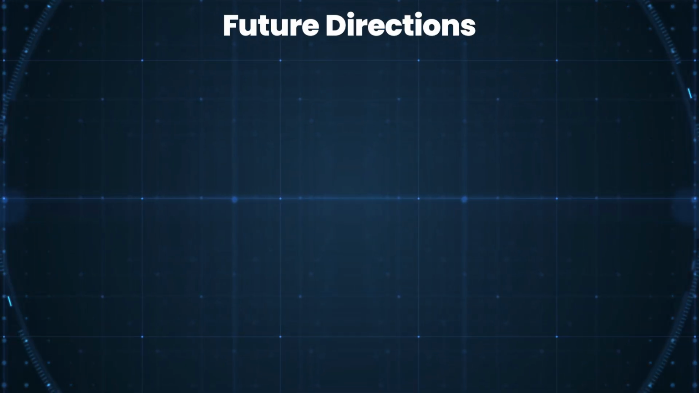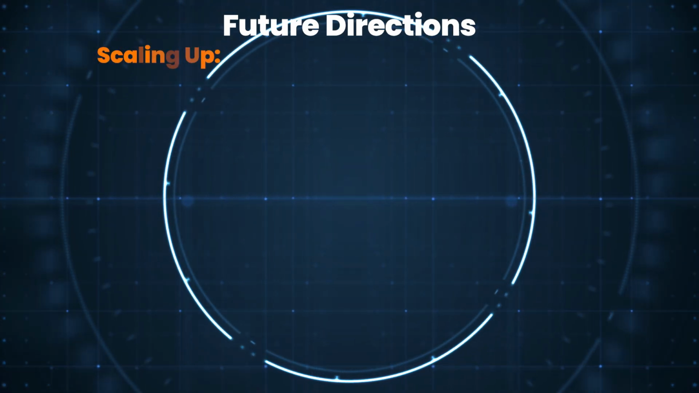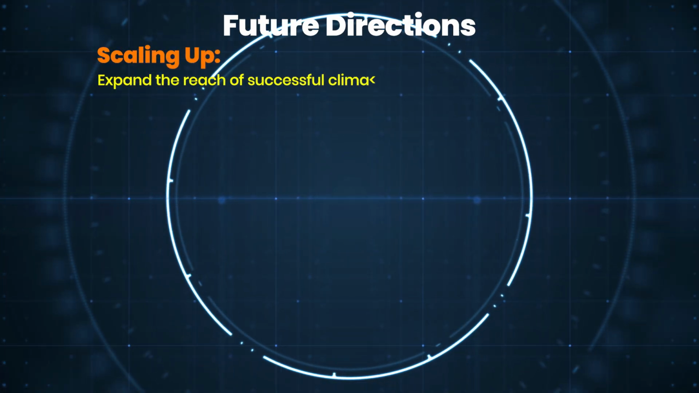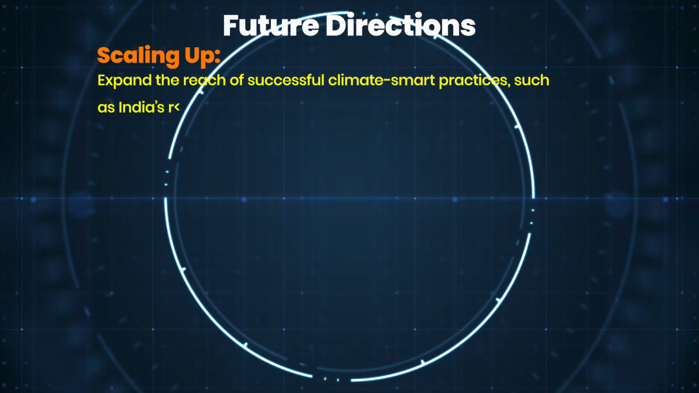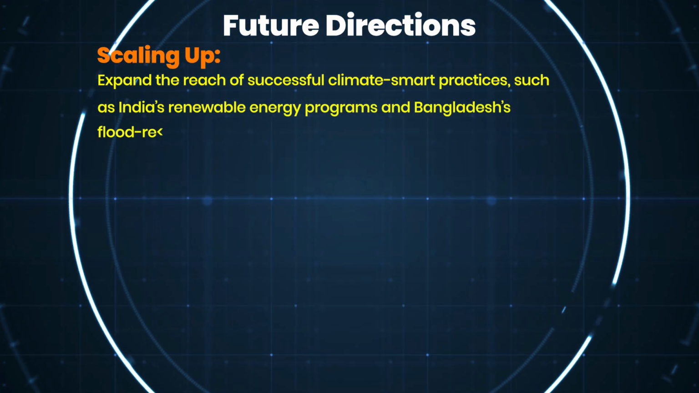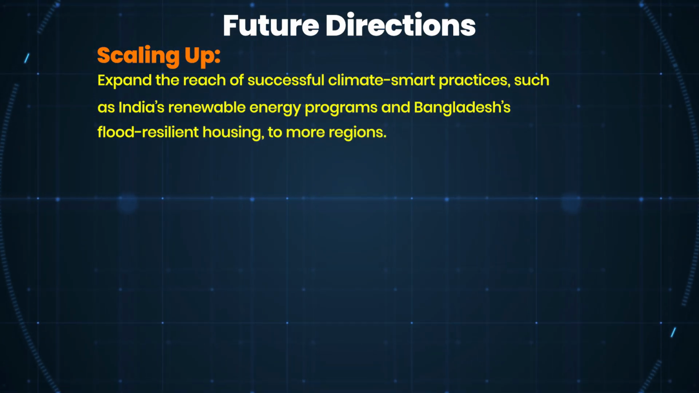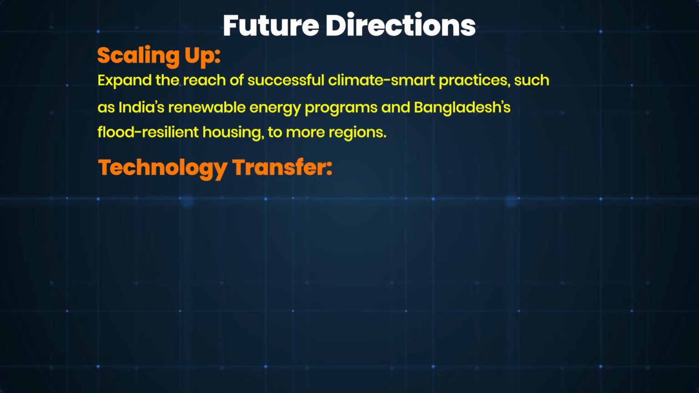Then there are certain future directions for us. Number one is scaling up: expand the reach of successful climate smart practices, such as India's renewable energy programs and Bangladesh's flood resistant housing, to more regions. Number two is technology transfer.